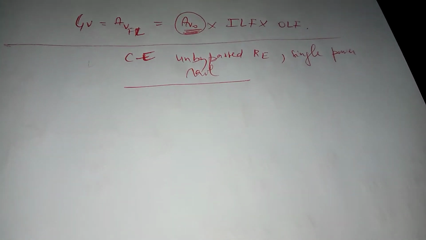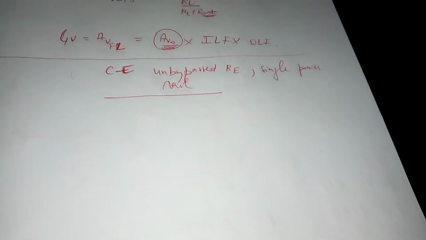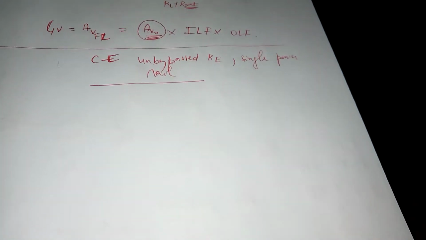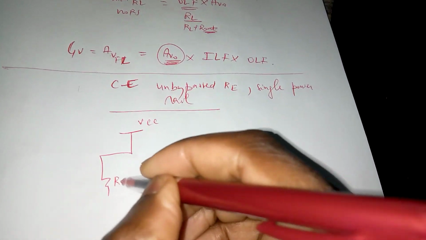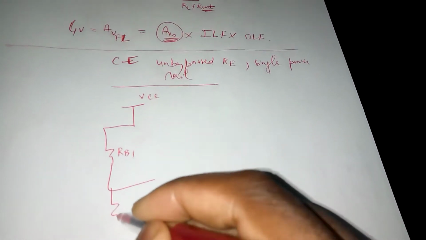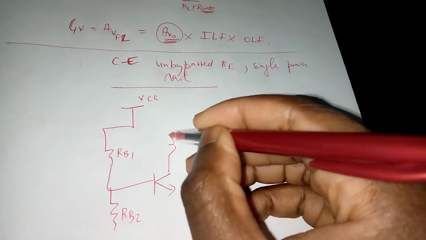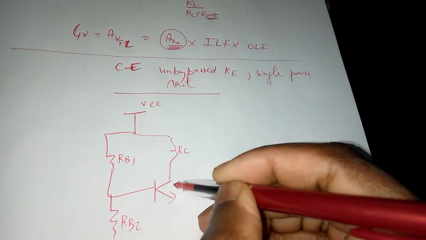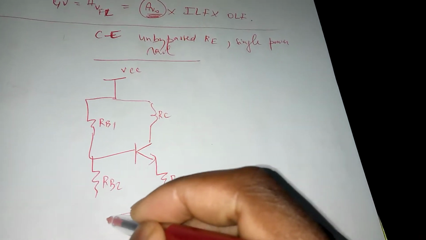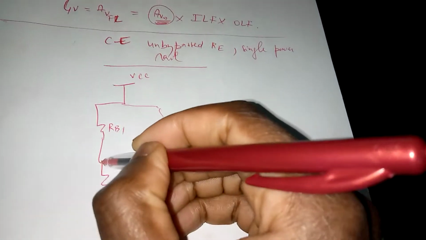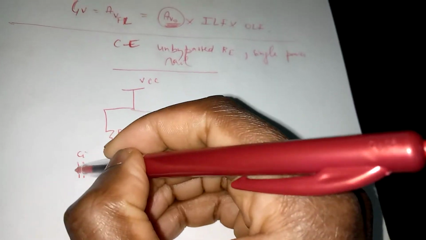So another type is the common emitter with bypassed emitter resistor and single power rail, and the configuration looks as follows. We've got VCC, RB1, RB2, the transistor, RC, and RE, then we've got ground.